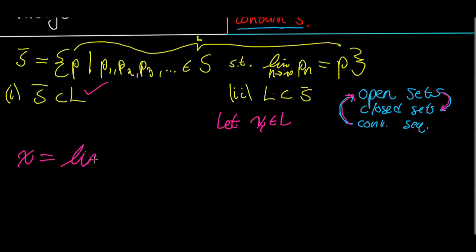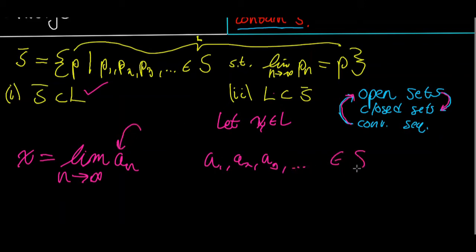So x is the limit, as n goes to infinity, of some sequence of points a_n, such that a1, a2, a3, namely the sequence of points represented by this a_n, all lie in S. So x is equal to this limit as n goes to infinity. In other words, this sequence, all of whose points lie in S, converges to x.